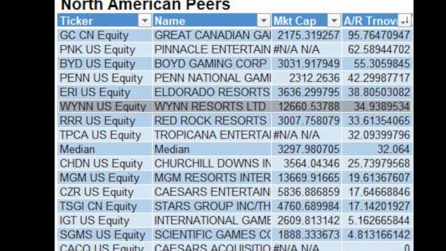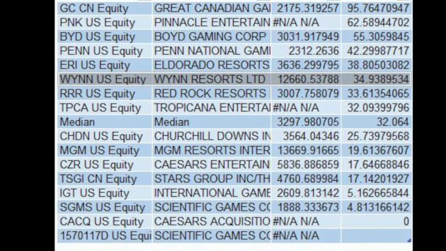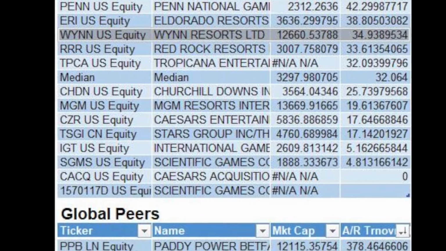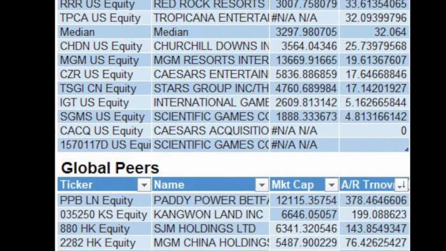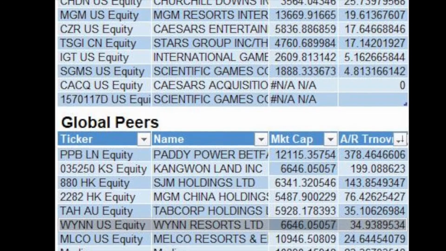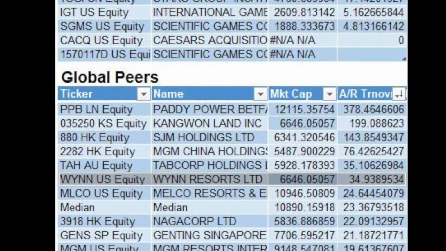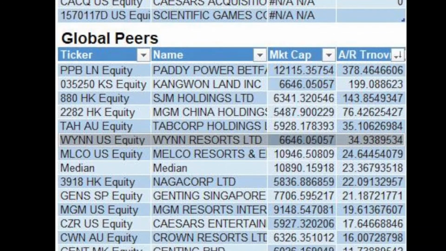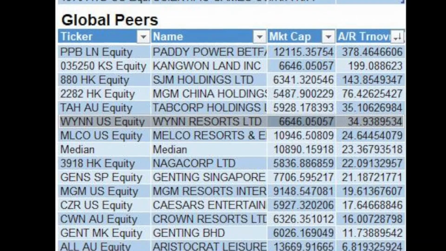The accounts receivable turnover ratio measures how many times a business can collect its average accounts receivable during the year. Comparing Wynn Resorts' accounts receivable turnover ratio to both its North American and global peers, it is the sixth largest out of the GICS sample.